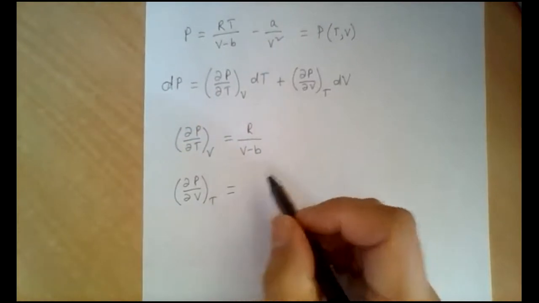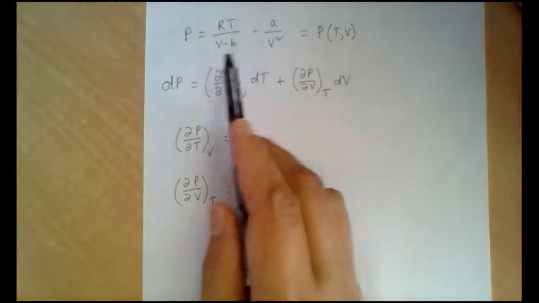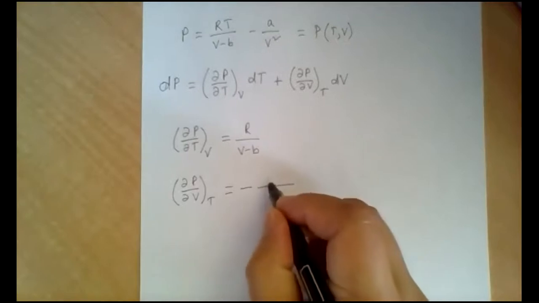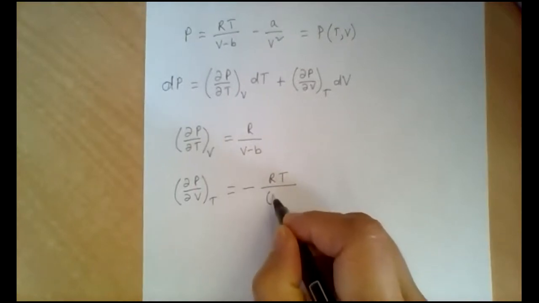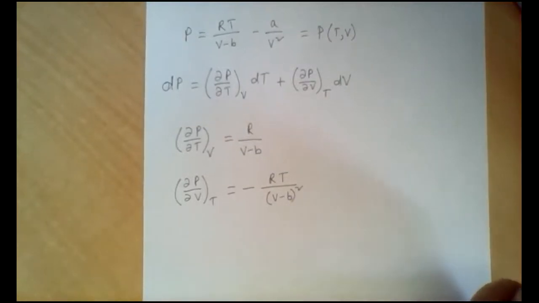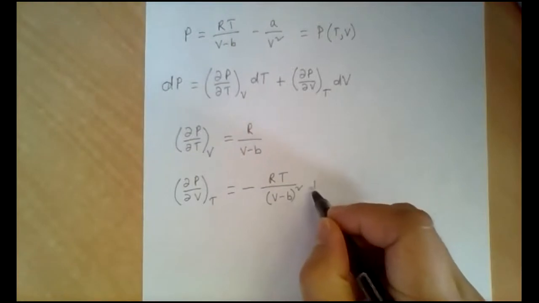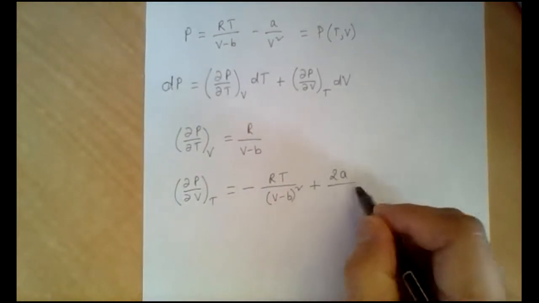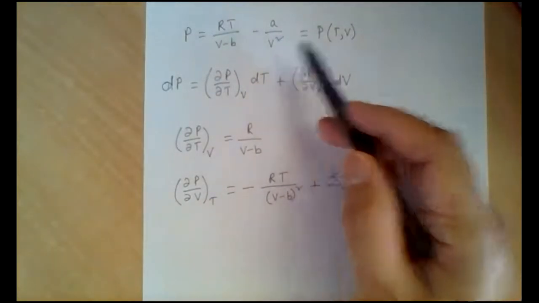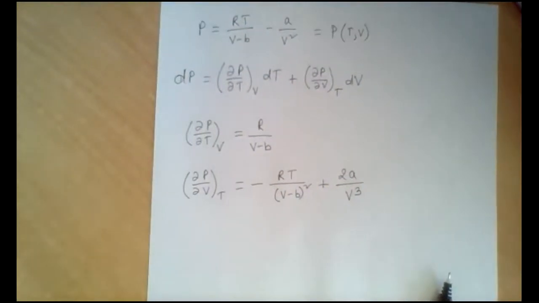Next, let us calculate del P by del V at constant T. Let us differentiate this expression with respect to V. If you differentiate, the first term gives minus RT by V minus B whole square, then plus twice A by V cube. So del P by del V is minus RT by V minus B whole square plus twice A by V cube.